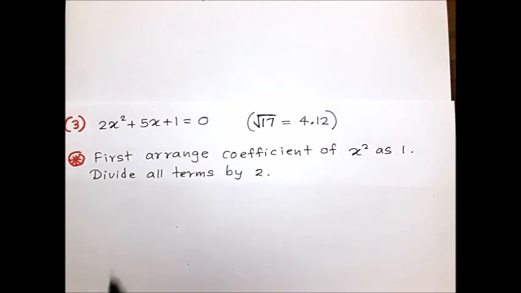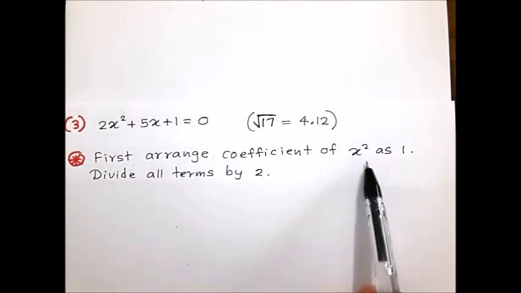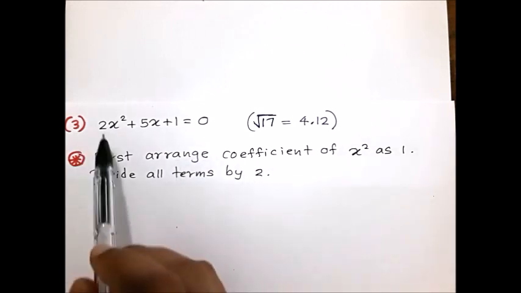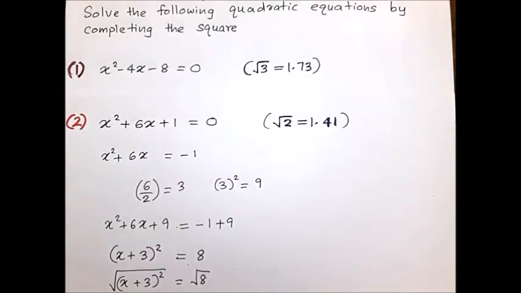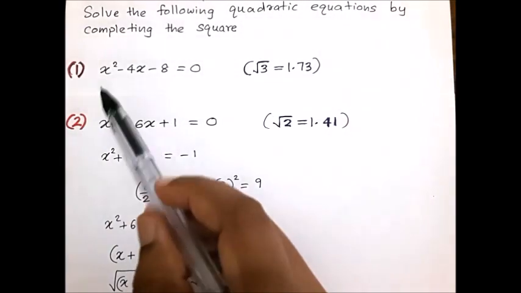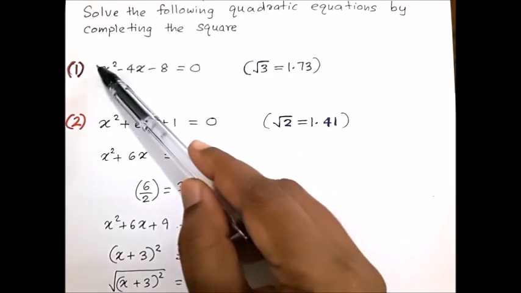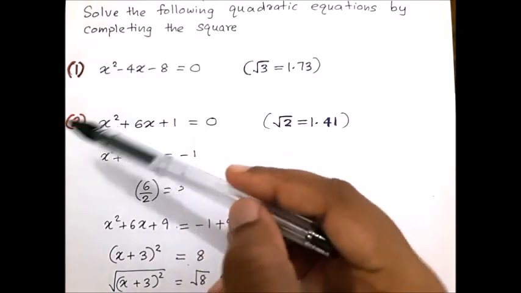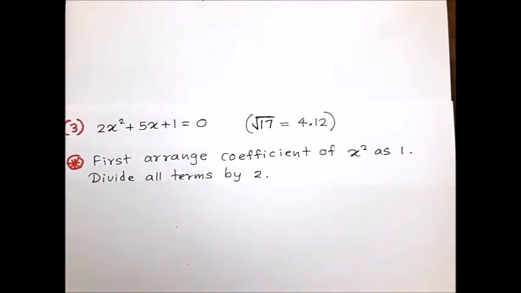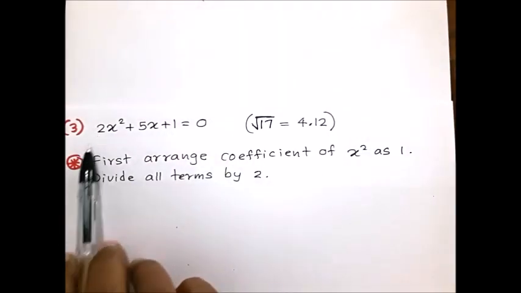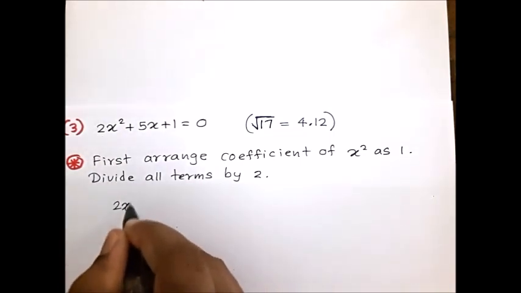Let's start the third example. Here, first arrange the coefficient of x squared as 1. Here the coefficient of x squared is 2. Look at the first and second examples that we discussed earlier. The coefficient of x squared is 1 there. But in the third example, the coefficient of x squared is 2. First you have to arrange it as 1. So divide each and every term by 2.